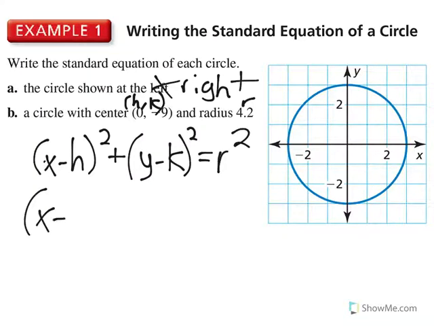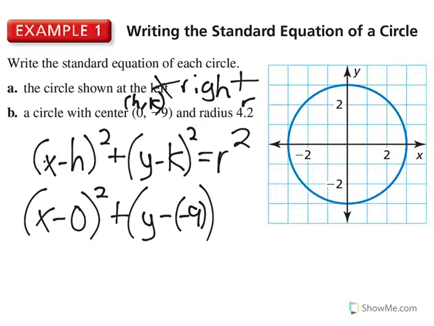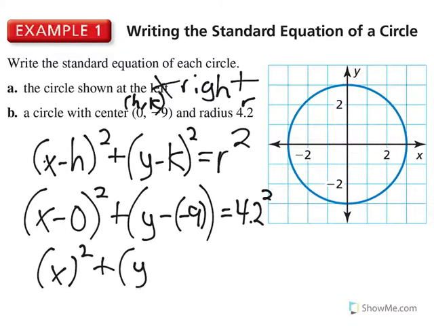So we have x minus our h, which is 0, plus y minus our k, in this case is a negative 9. I'm going to plug that whole part in for k. I'll worry about my negatives in a second. And then I have 4.2 in for r squared. Now I just need to simplify this. Well, x minus 0 isn't going to change any of that, so I can just get rid of my 0. So I would just have x squared plus y, and then here I have a negative times a negative gives me a positive, plus 9 squared, and I left that off up here, is equal to 4.2 squared.